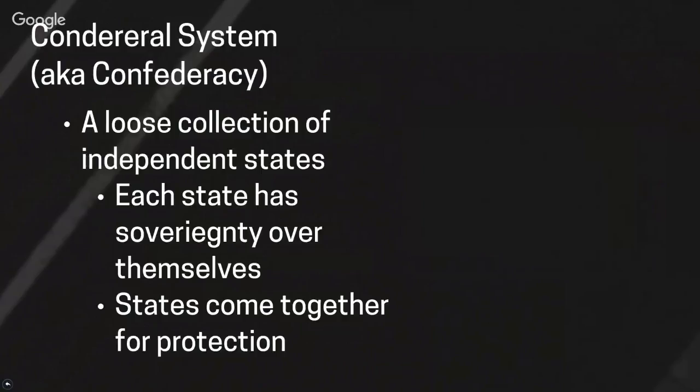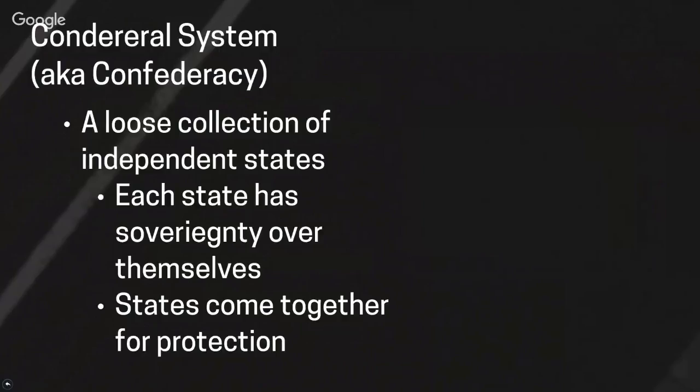All right, so the confederal system, aka confederacy. Now, when you hear the word confederacy, you think of the southern United States, and you would not be wrong. That just happens to be the pronoun they were referred to by. The Confederacy in the southern United States is a confederacy by definition, but that's not the only confederacy. So what I mean by that is it's a loose collection of independent states, and each power has sovereignty over themselves. And states do come together for protection.